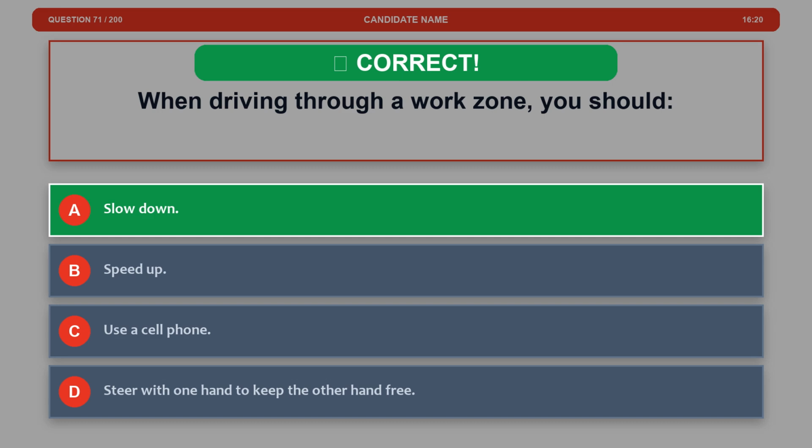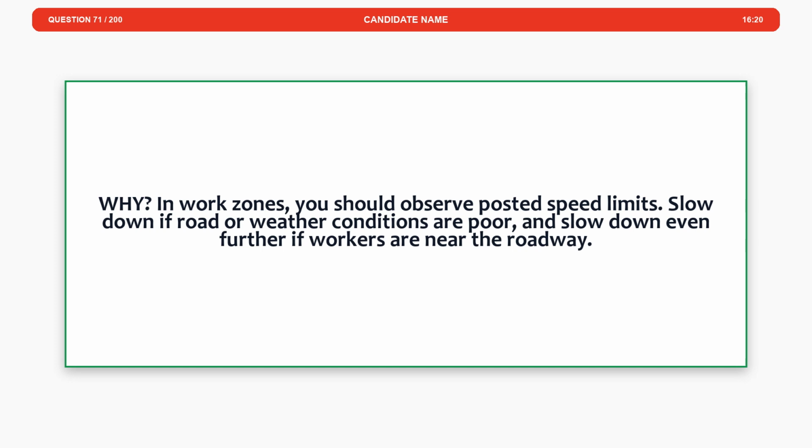The correct answer is option A. Slow down. Explanation. In work zones, you should observe posted speed limits. Slow down if road or weather conditions are poor, and slow down even further if workers are near the roadway.